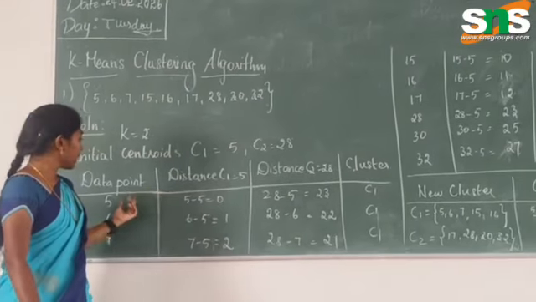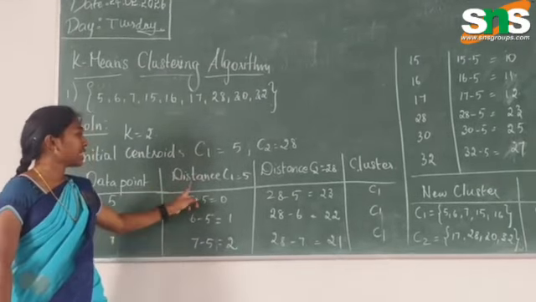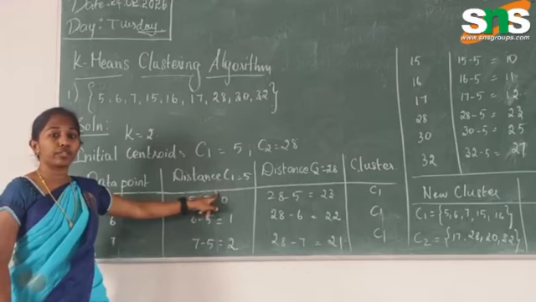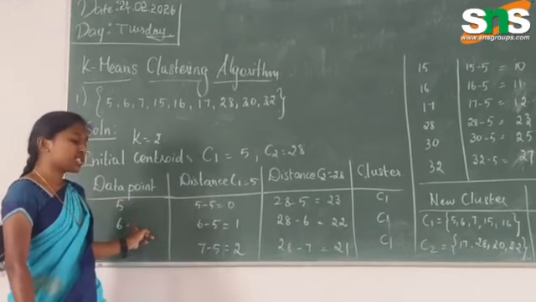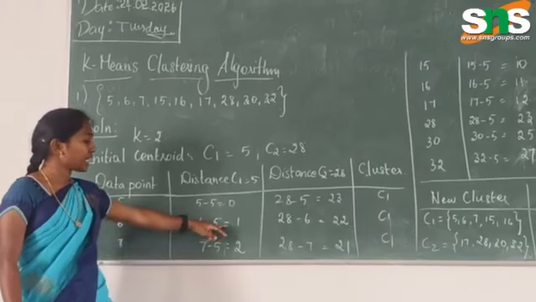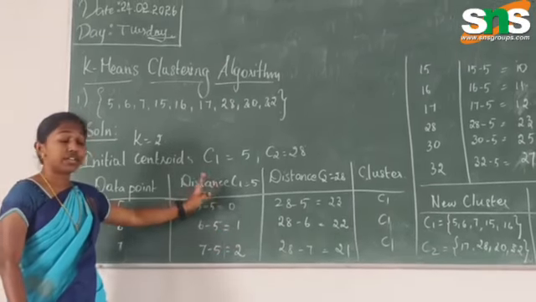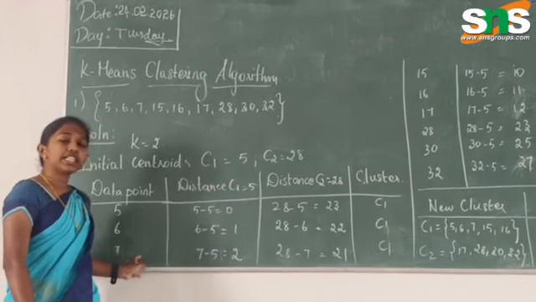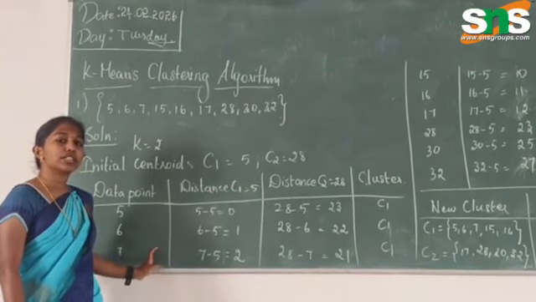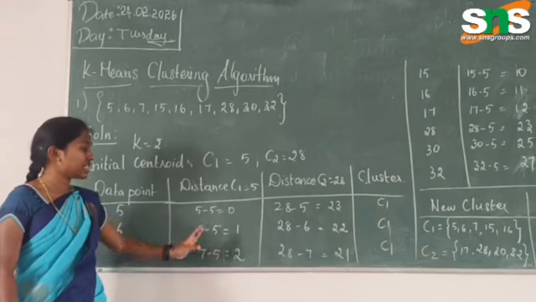The first data point is 5, and the distance for the C1 value 5 is found by subtracting, which gives 0. The next value is 6. While subtracting, I get an answer of 1. We subtract from the first centroid, C1 equal to 5. The third one is 7. I subtract 5 from 7 and get an answer of 2.